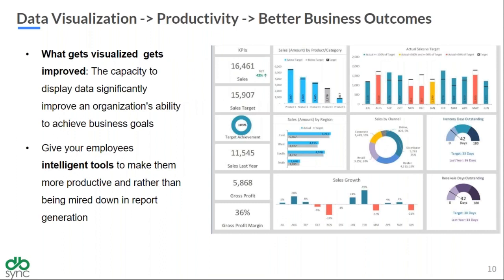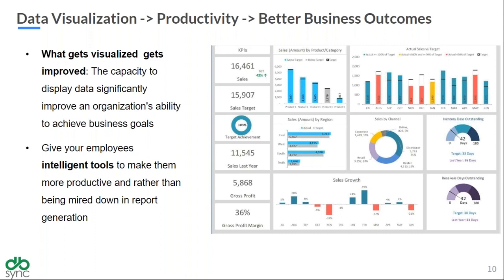as we said, the ultimate outcome is we want to drive action, but we also want to improve how teams work today. How do you want to drive productivity for various teams, various functional teams? It could be sales, finance, operations, and in the end, drive better business outcomes. So, as I said, what gets visualized gets improved.